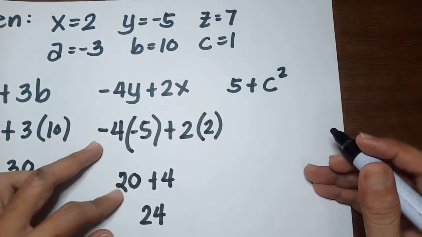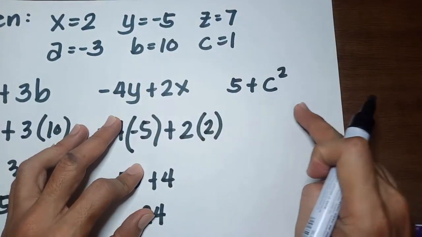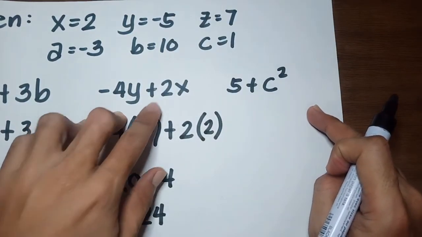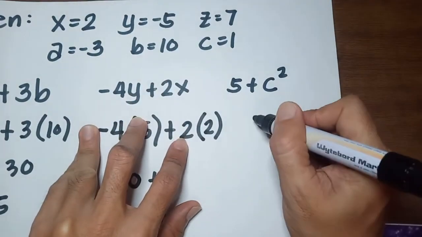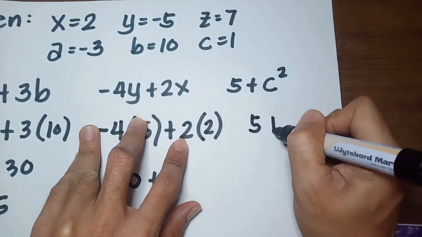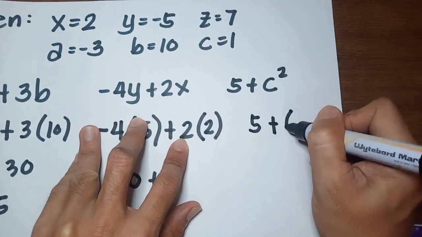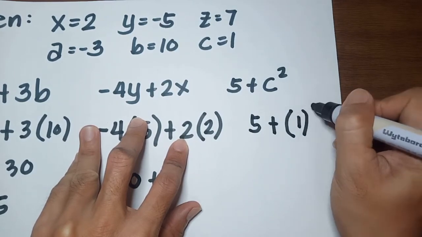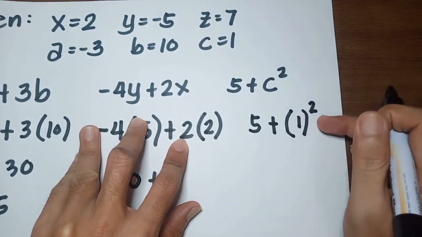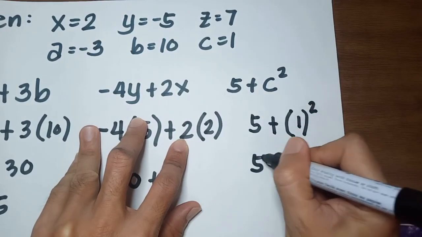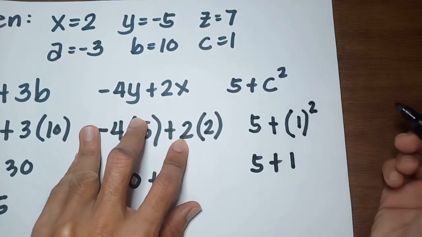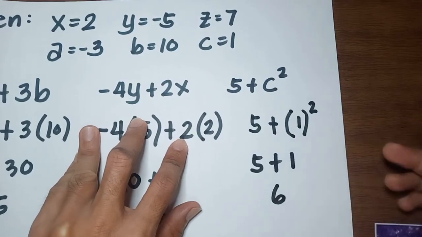The next example, 5 plus c squared. Again, our c is 1. So we copy 5. We copy plus, and our c is 1 quantity squared. 1 squared is 1. That means 1 times 1. So 5 plus 1 is 6.